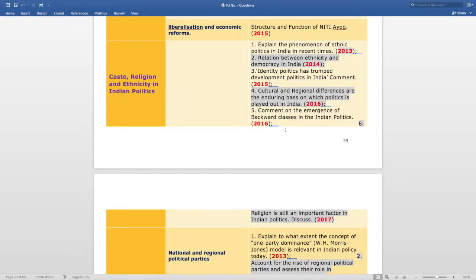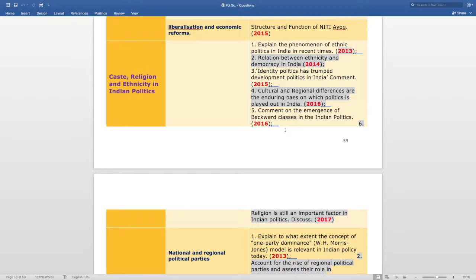Next topic is caste, religion and ethnicity in Indian politics. This is another important topic because the questions asked from this topic are very frequent. Starting from 2013 to 2017, every year questions are being asked from this topic. So let's check out the questions.